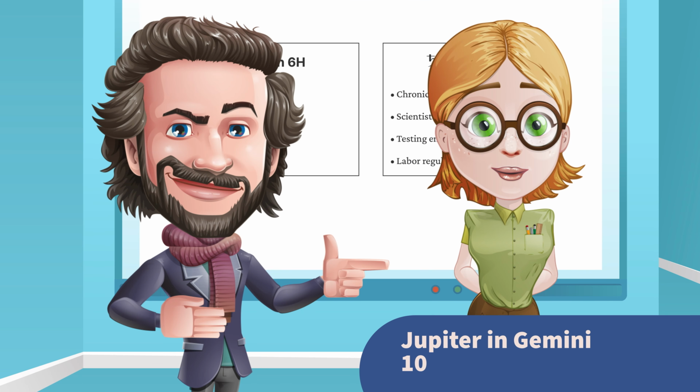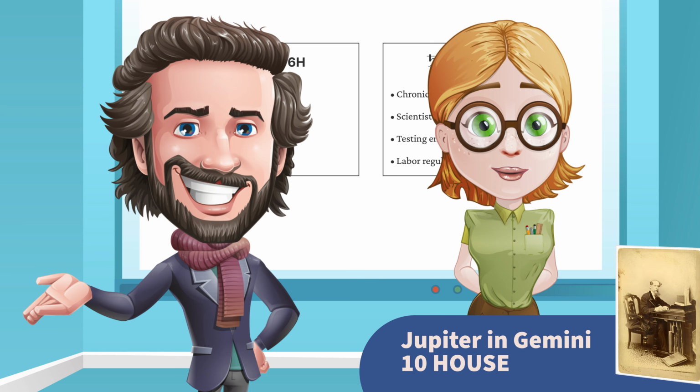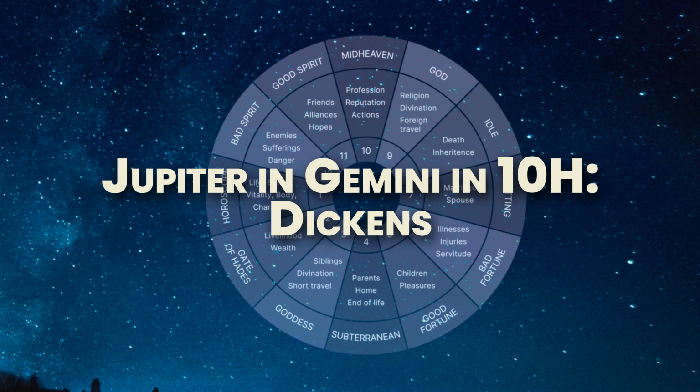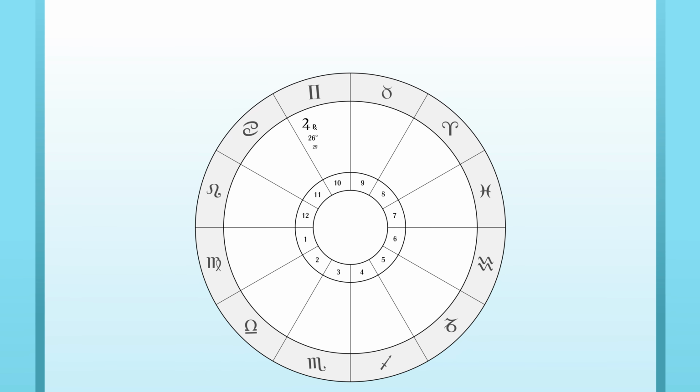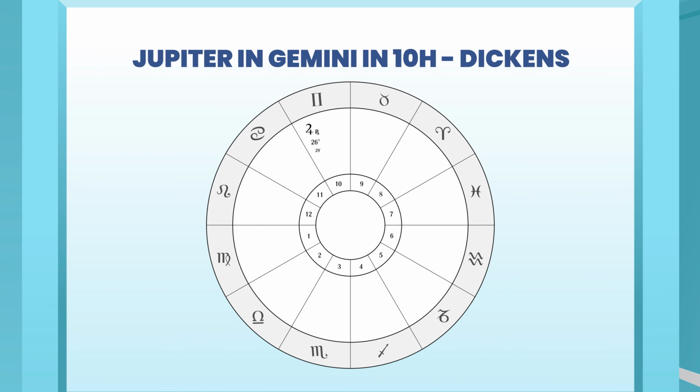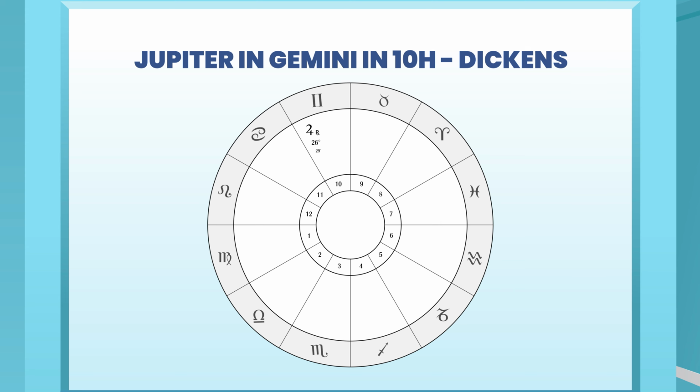Let's begin with Jupiter in Gemini in the 10th house from the birth chart of Charles Dickens. Cherry, bring up the chart. By Jupiter's mighty thunder, here we go. Charles Dickens, Jupiter in Gemini in the 10th house. One of the best placements you could ask for.